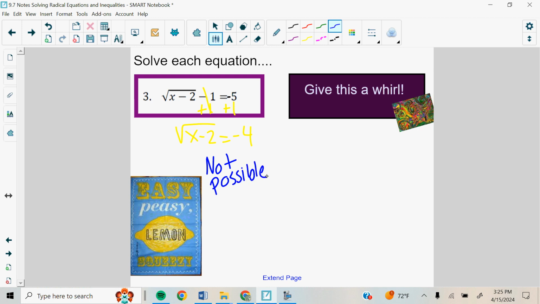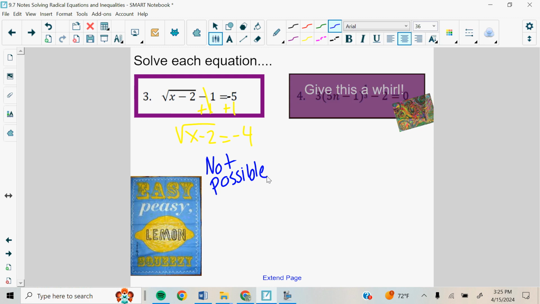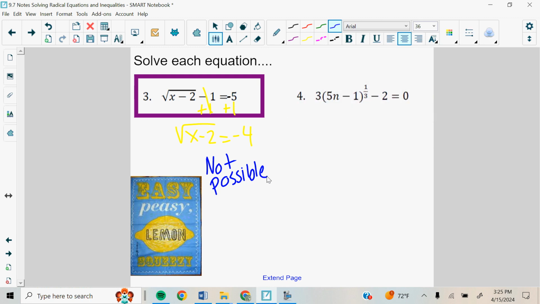And we don't have to go any further. All right, so let's go ahead and give this next problem a try. Here it is still a radical equation, but it doesn't have a radical symbol in it, and that's okay. It's that exponent that shows up as a fraction. That's going to be our radical. So we still want to get that piece here without anything else around it.